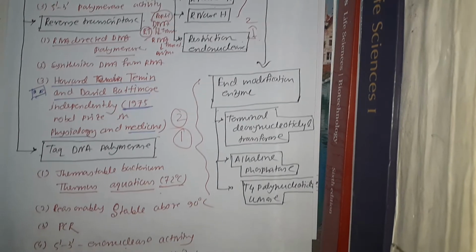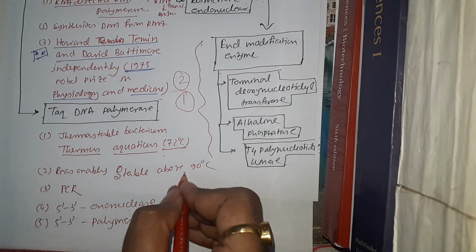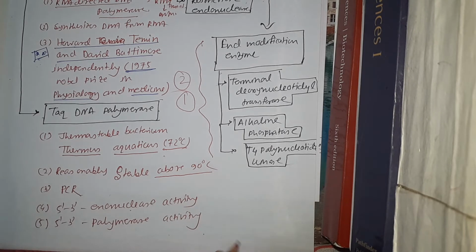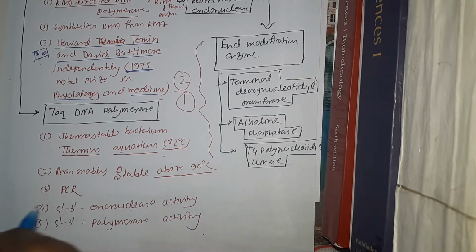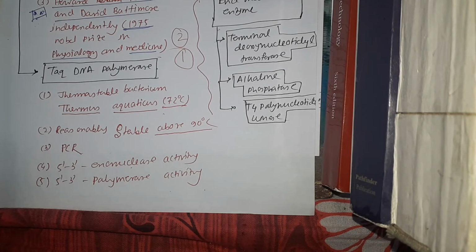The second thing is they can also be stable at temperatures above 90 degrees centigrade. So as Taq DNA polymerase is isolated from Thermus aquaticus, it can work easily at 72 degrees centigrade and remain stable above 90 degrees centigrade. And the most important thing is that Taq DNA polymerase is used in polymerase chain reaction. We are going to talk about this polymerase chain reaction in detail in our future videos.